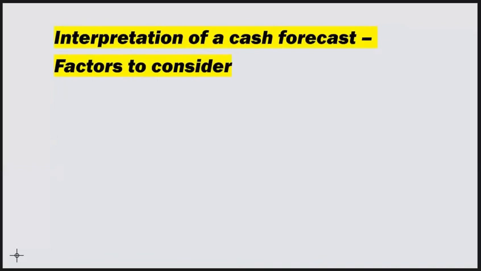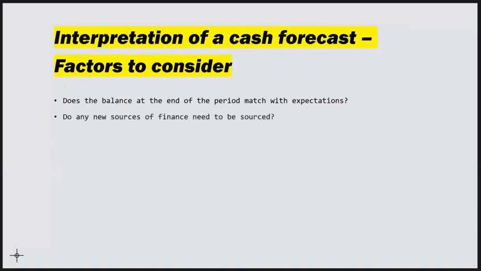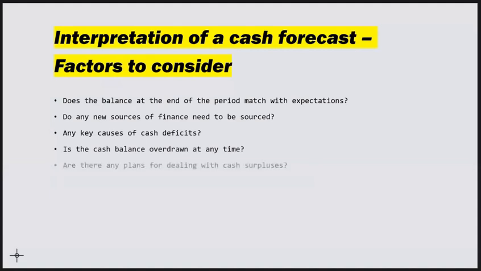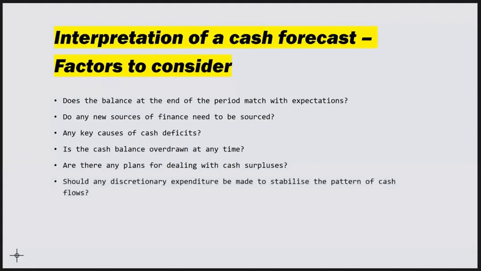So an interpretation of a cash forecast then, there must be some things that are considered. So does the balance at the end of the period match with the expectations? Do any new sources of finance need to be sourced? And if so, how are we going to go about it? Are there any key causes of cash deficits? Is the cash balance overdrawn at any time? And are there any plans for dealing with cash surpluses? And finally, the last question that needs to be asked is, should any discretionary expenditure be made to stabilise the pattern of cash flow?